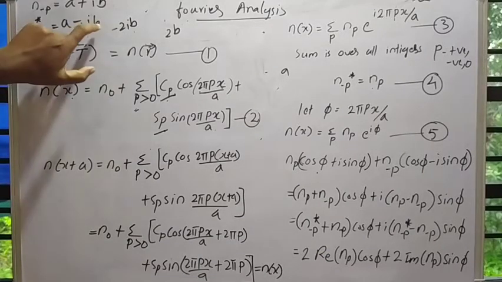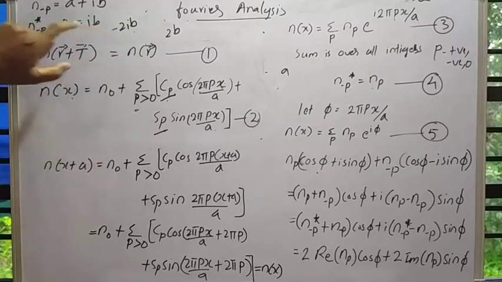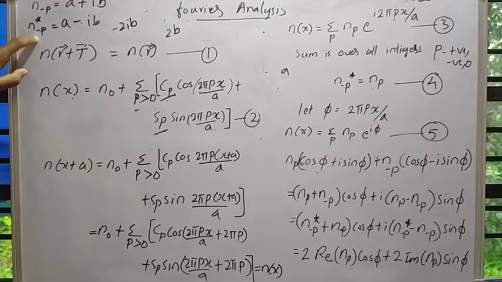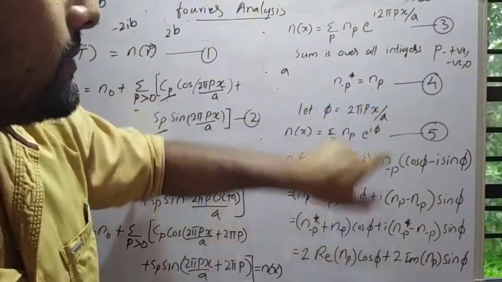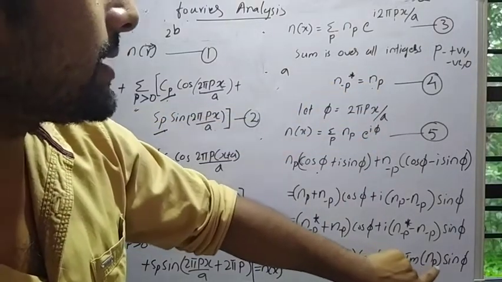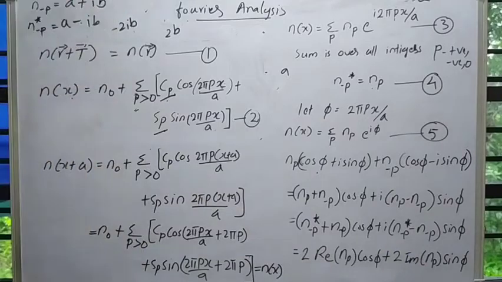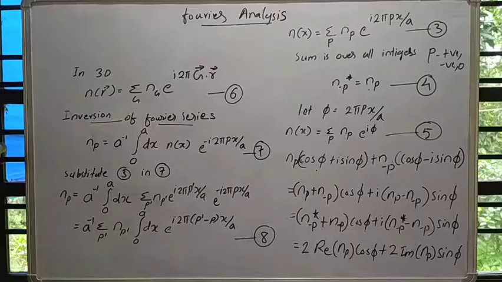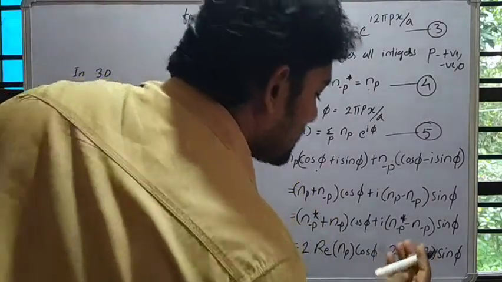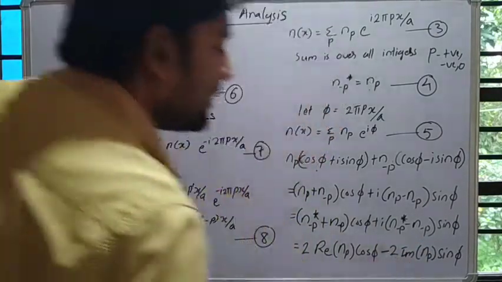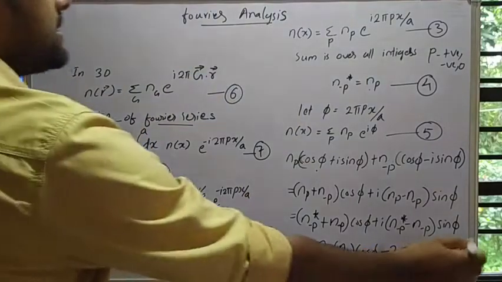The imaginary part of n minus p star is equal to np. That means 2 into imaginary part of np sin phi. And I had a mistake. This is cos phi minus 2 imaginary part of np sin phi.